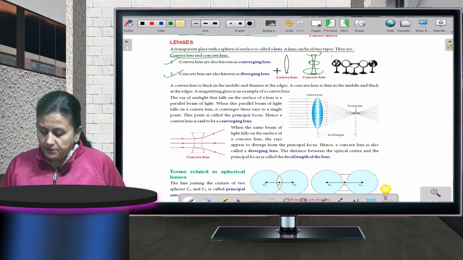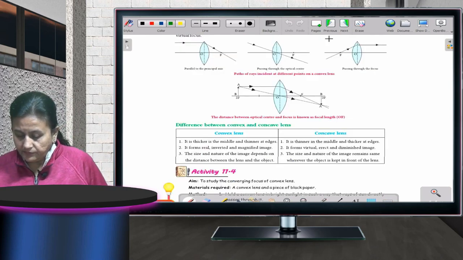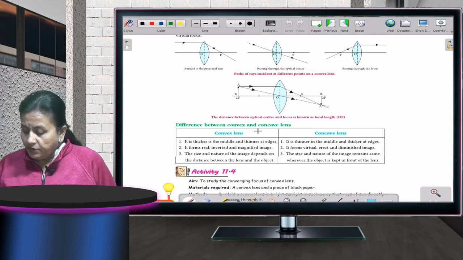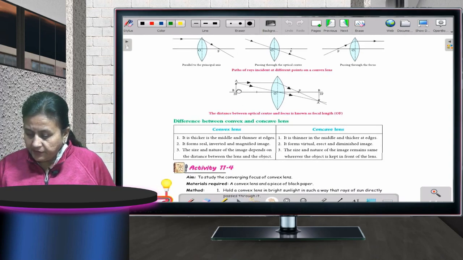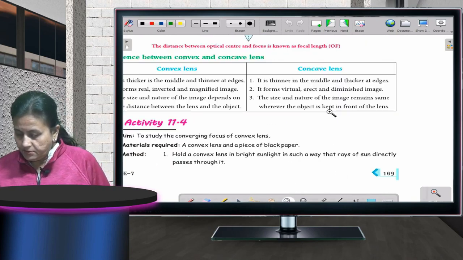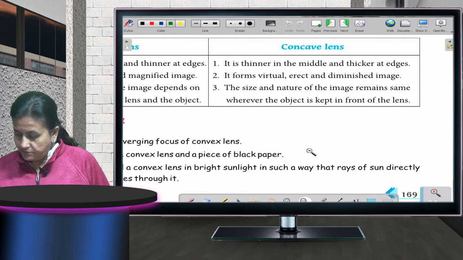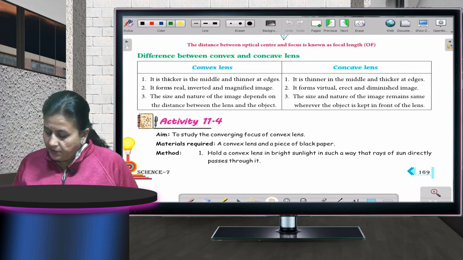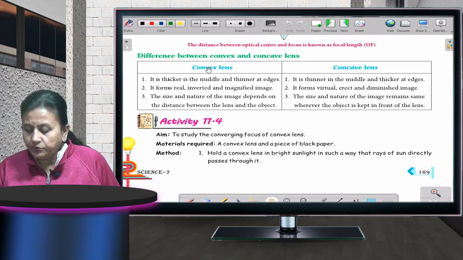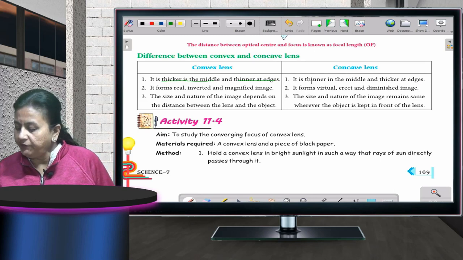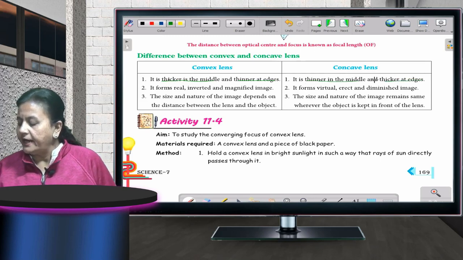Fine children. Now I'll tell you the difference between convex and concave lens. Can you see all on your screens also? Fine. Now this is very simple. As I told you, a convex lens is thicker in the middle and thinner at the edges. The opposite is with concave: it is thinner in the middle and thicker at the edges.